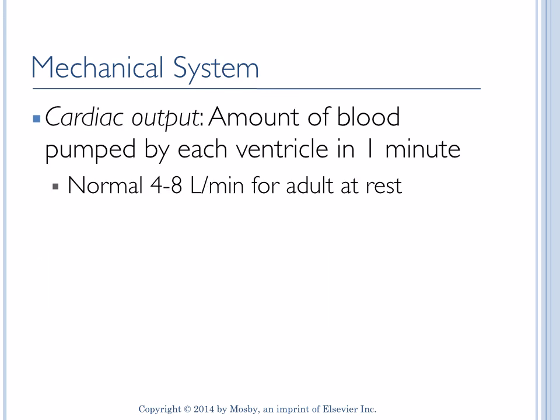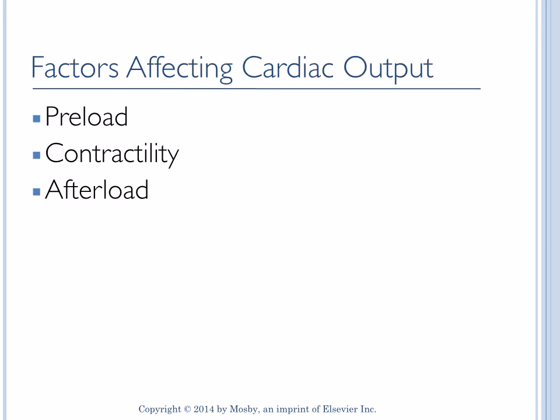Let's go to the next slide. This is the mechanical system, cardiac output. It is the amount of blood which is pumped by each ventricle in 1 minute, and usually for adults at rest it's normally from 4 to 8 liters per minute. Next, go to the next slide.